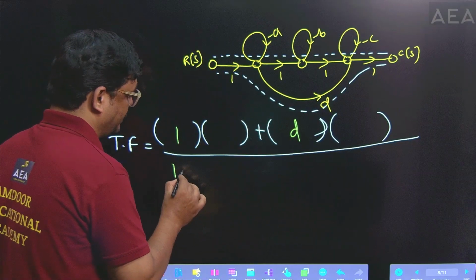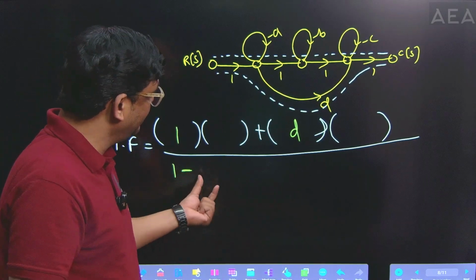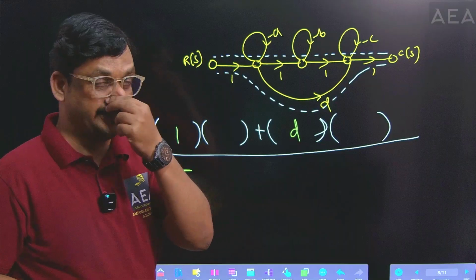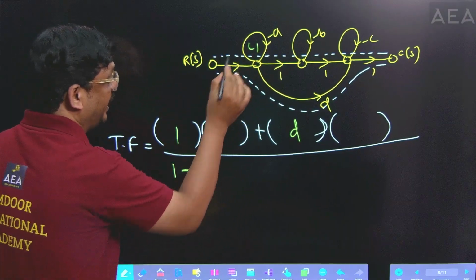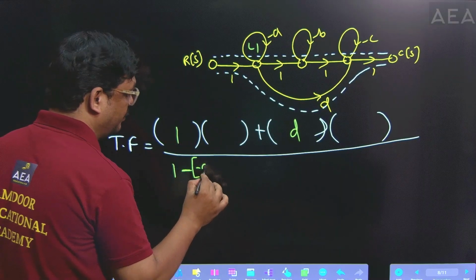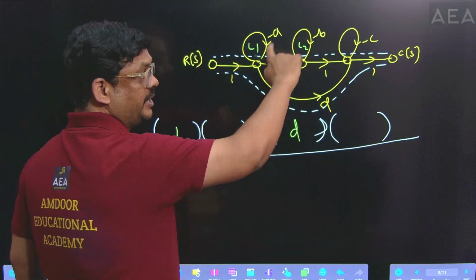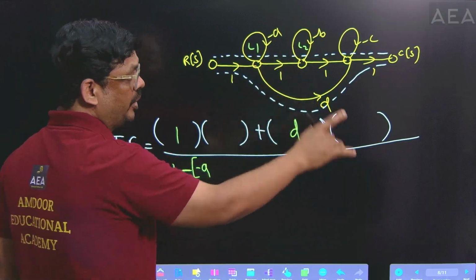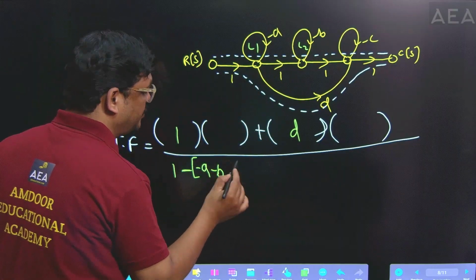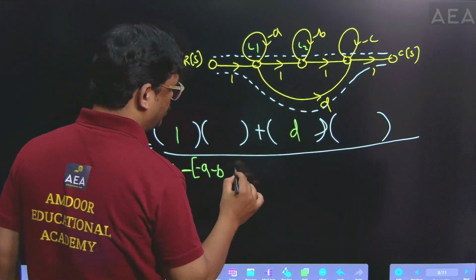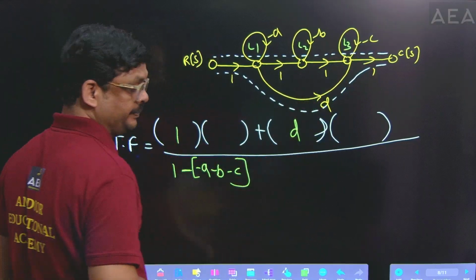So 1 minus. The delta formula explains 1 minus the sum of all individual loop gains. So just go through this one. Here it has loop 1. So what is the gain there? Minus A, write that one. And here it has loop 2, the complete closed path. From the signal flow graph, just identify that. No need to draw the loops separately here. So this is loop 2, this is minus B, and here loop 3 is there, so minus C. Write individual loop gains first.